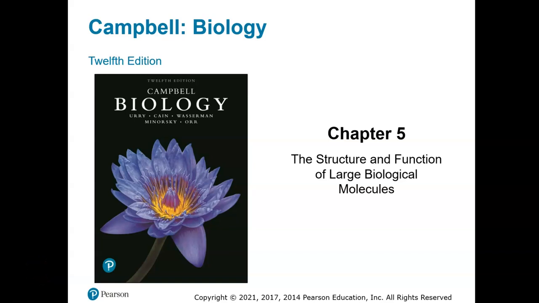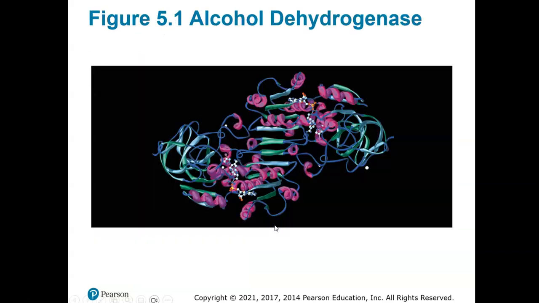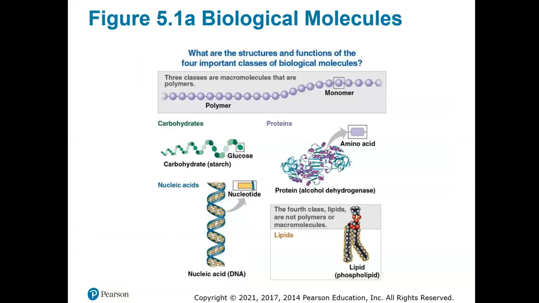These are the lecture notes for Chapter 5, which is on the macromolecules or the large biological molecules. And there are 4 groups of those. Three of them are like food groups. So there's carbohydrates, proteins, lipids, and nucleic acids.